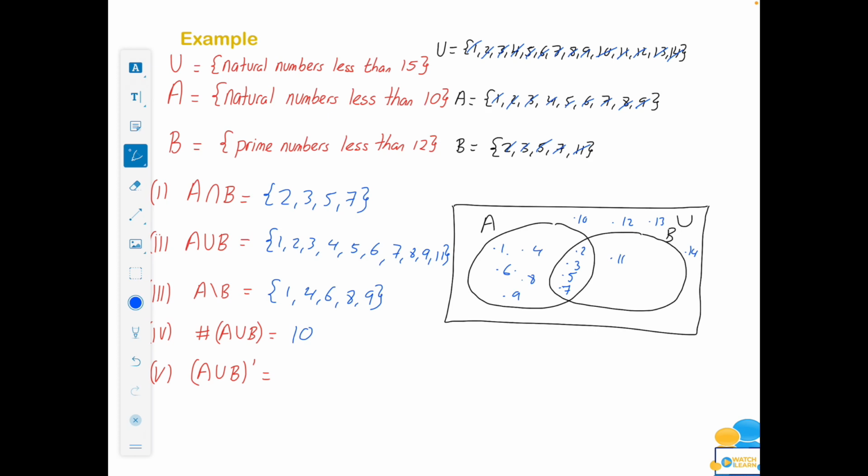Okay, and then the last part, A union B complement. That means all the things that are not in A and B together. So they're going to be our numbers around here. So our answer for that will be 10, 12, 13, 14.